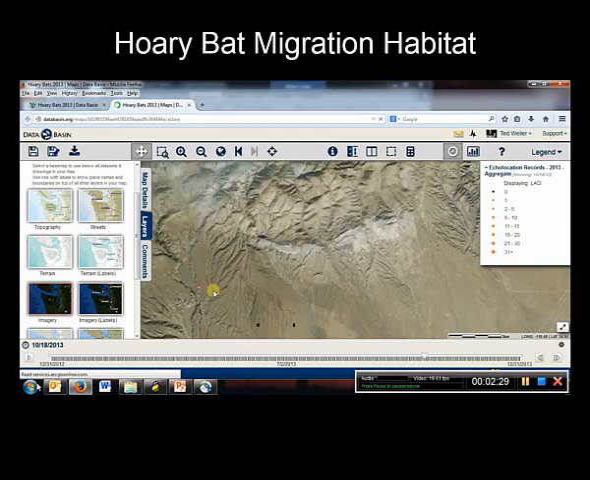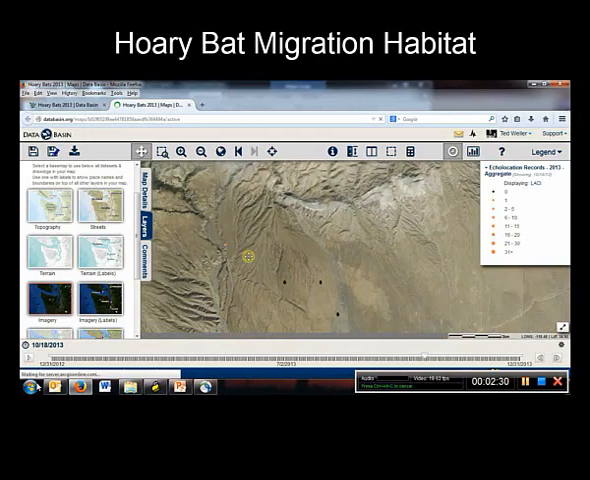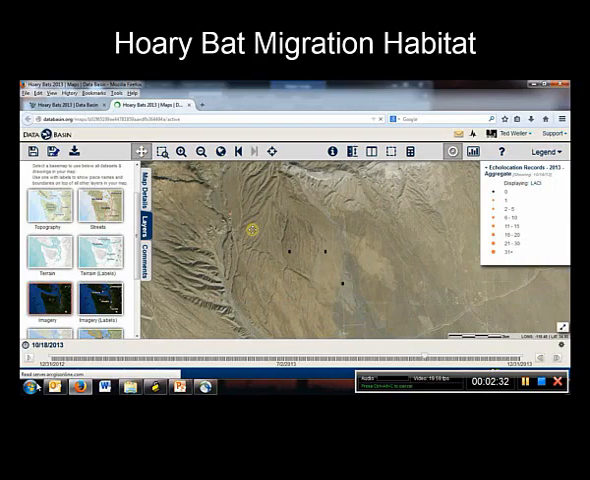So that's a bit unusual in that this is a tree roosting bat, and so finding it there shows there are a number of different habitats that it uses along its migratory route, all interesting information that might want to be considered in conservation decisions.